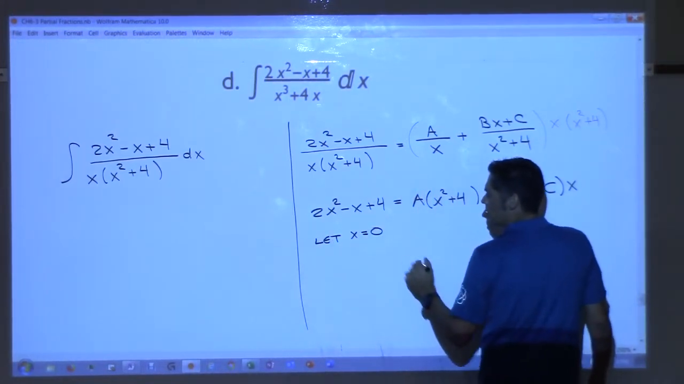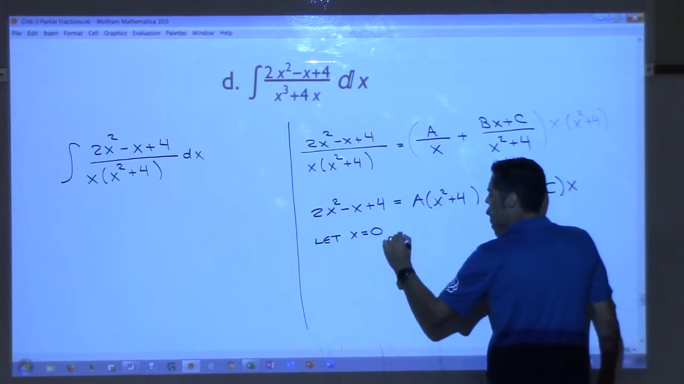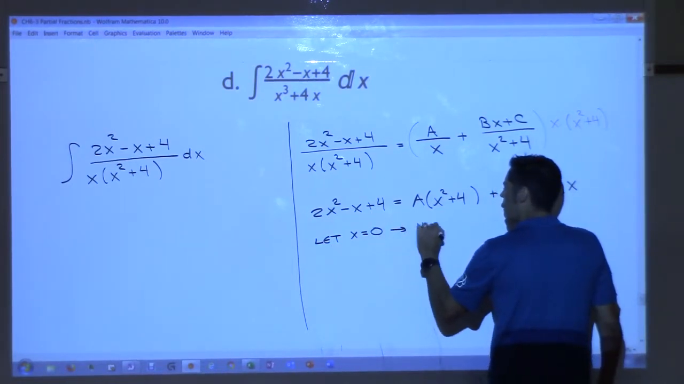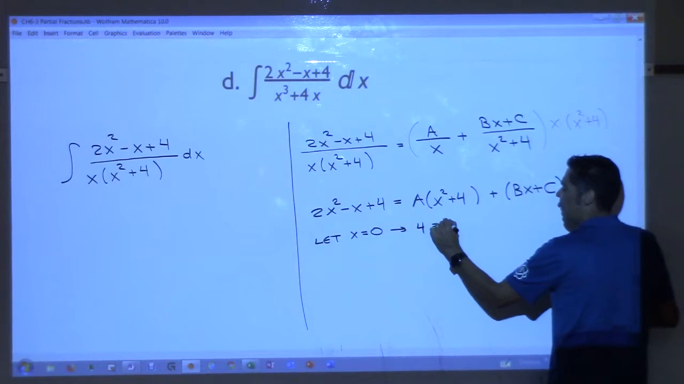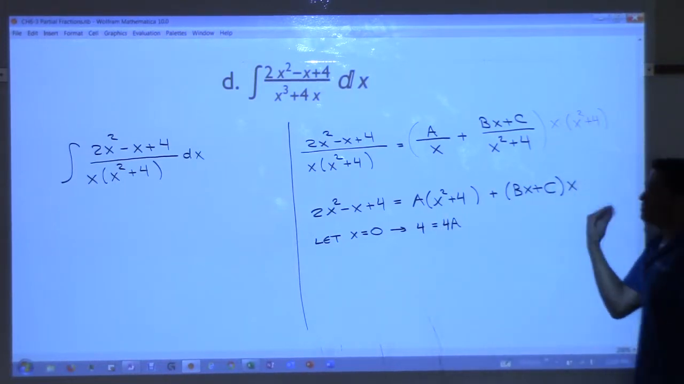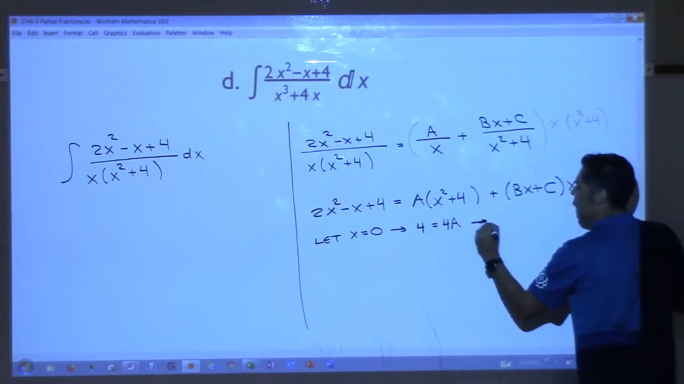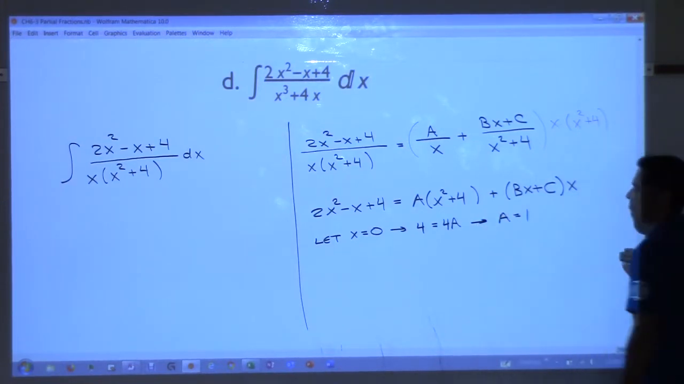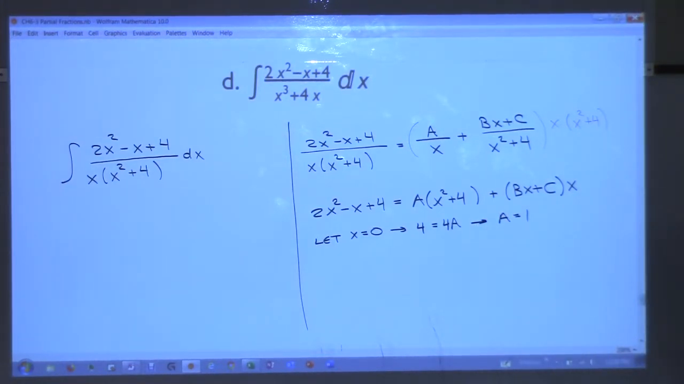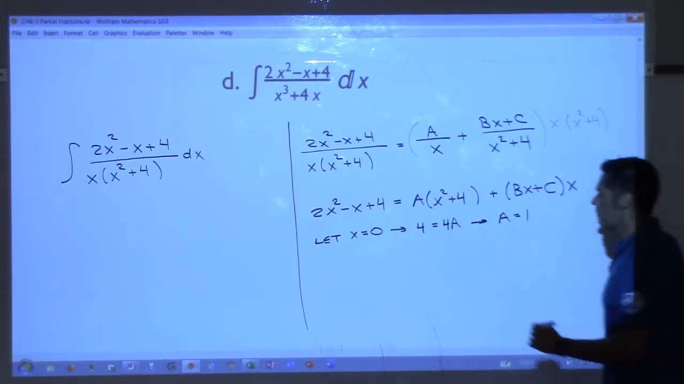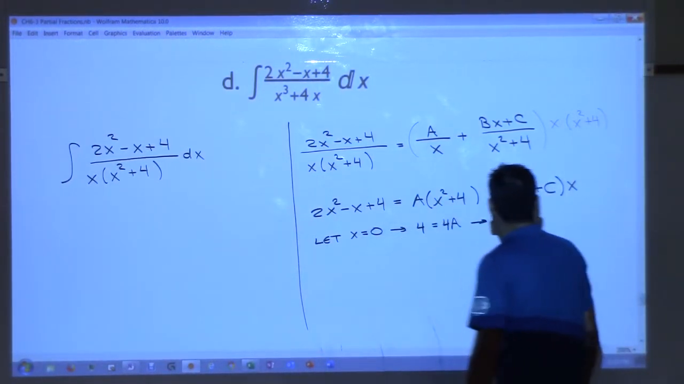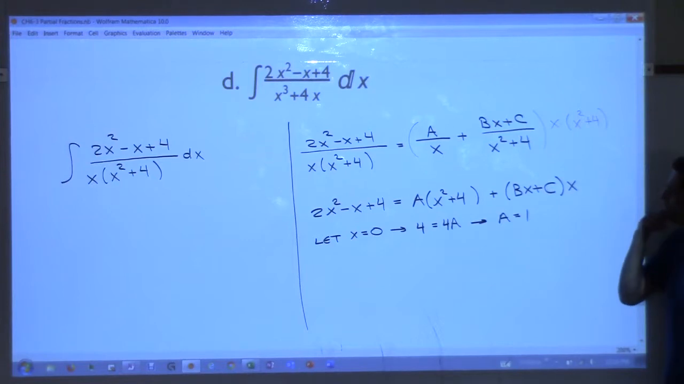And if we let x be 0, then we get 4 here equals, and then over here we get 4a, right? And this stuff's gone. So a is 1. Good for us. Well, we've got a third of them, right? We need 2 more. So how are we going to get these?